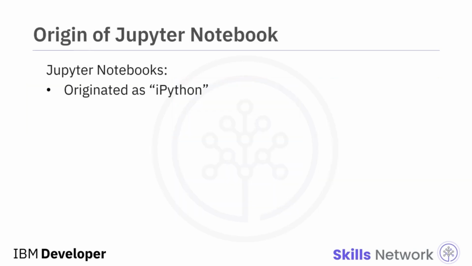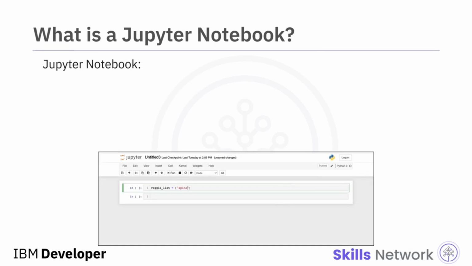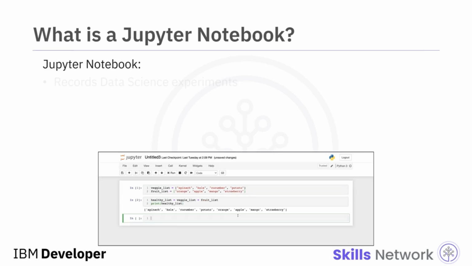Jupyter Notebooks originated as IPython, originally developed for Python programming. Later, when it started supporting additional languages, it was renamed Jupyter, which stands for Julia, Python, and R. However, now it supports many other languages. A Jupyter Notebook is a browser-based application that allows you to create and share documents containing code, equations, visualizations, narrative text, links, and more. It is like a scientist's lab notebook, where a scientist records all steps to perform their experiments and the results they can reproduce.